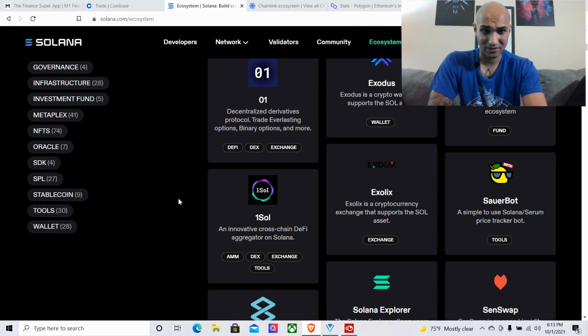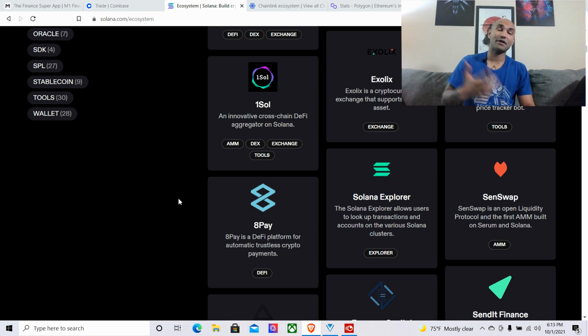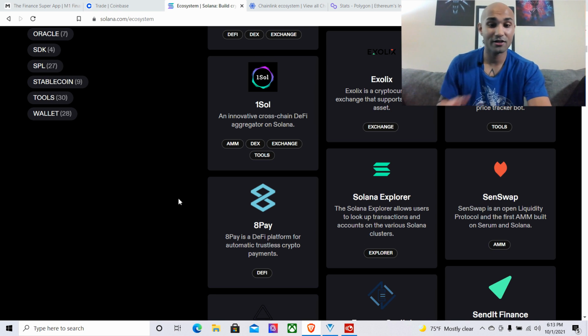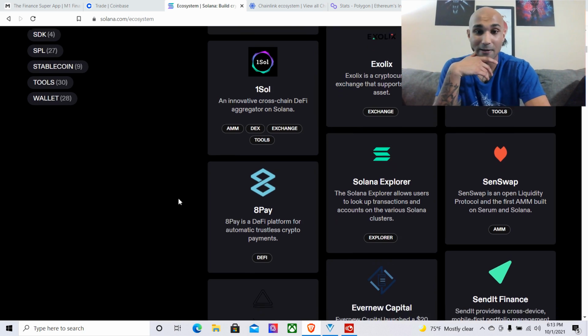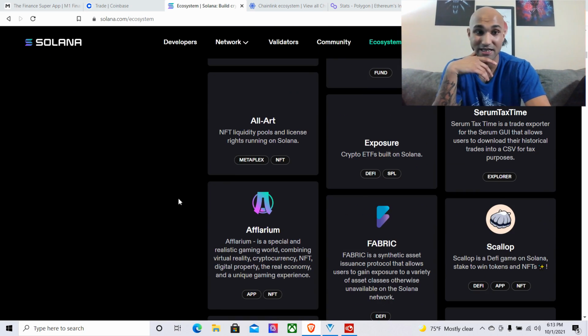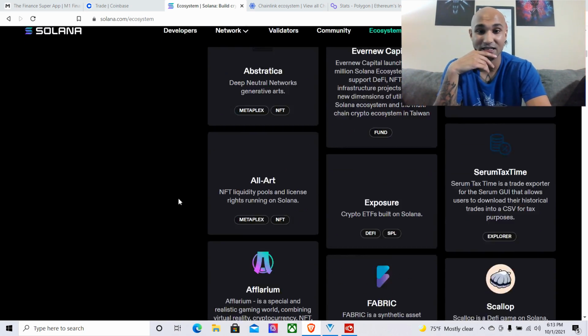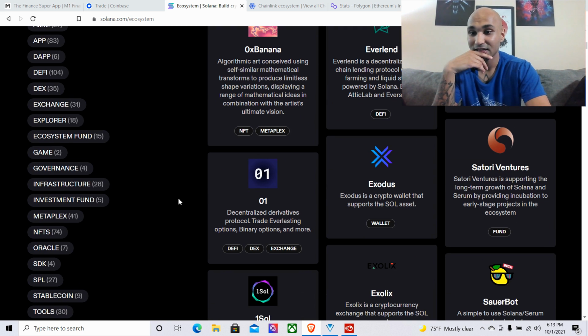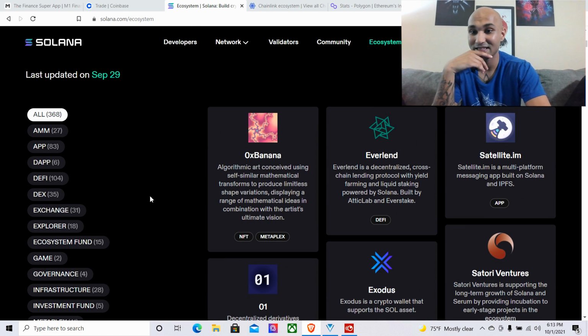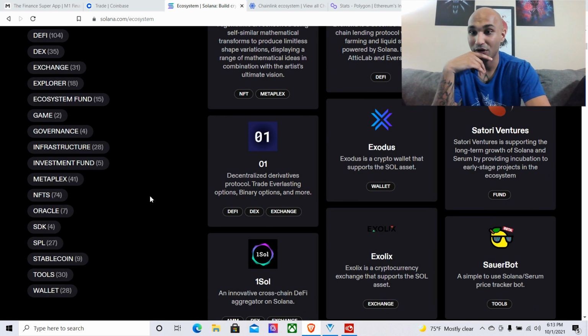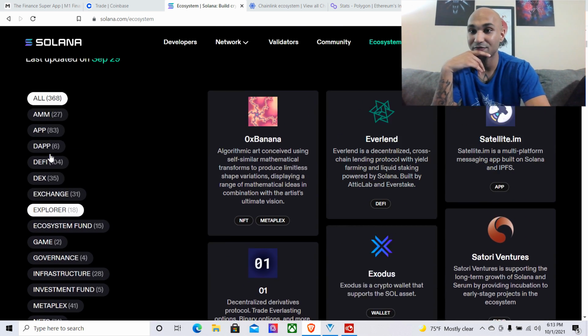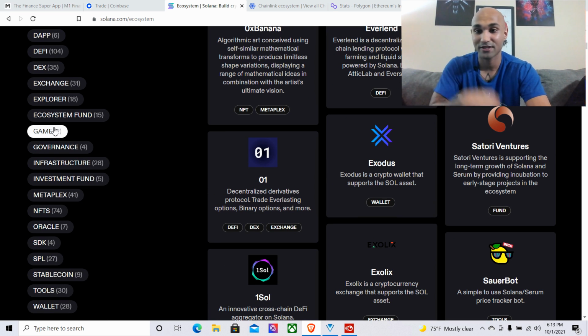If you look at their ecosystem, they're becoming a really big NFT play these days. They're doing massive business in terms of NFT trading volume. So out of these 368, 74 are NFT plays, right? 74. That is more than everything else on these types of integrations. So that is kind of the dominant use case right now in terms of Solana's ecosystem.